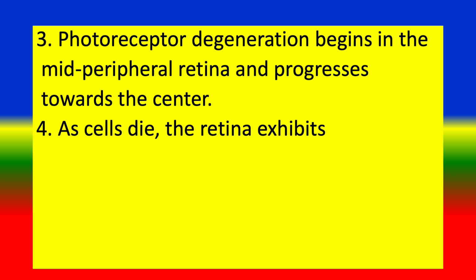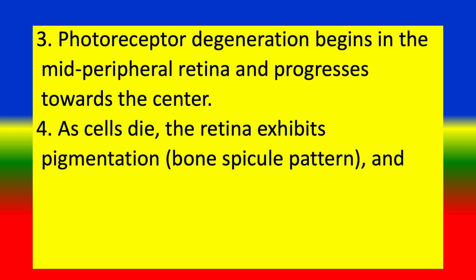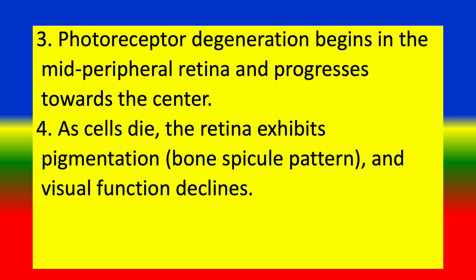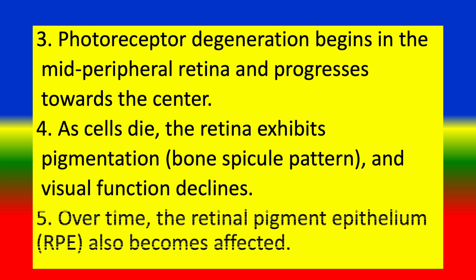4. As cells die, the retina exhibits pigmentation, a bone spicule pattern, and visual function declines. 5. Over time, the retinal pigment epithelium also becomes affected.